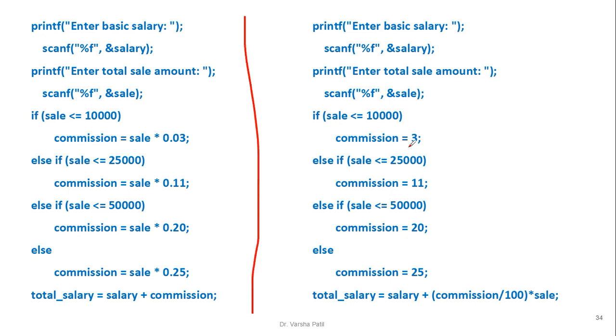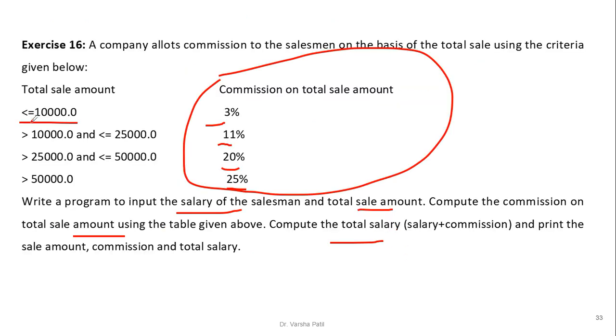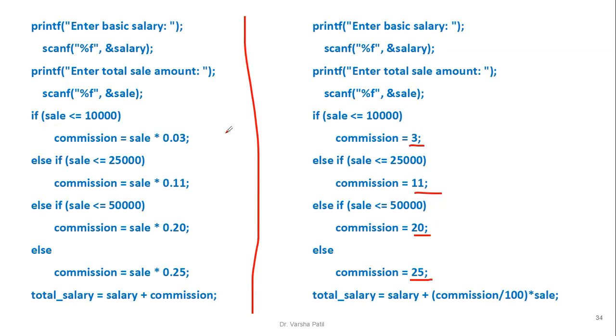Again there are two ways, either we can assign the commission 3, then commission 11, commission 20, 25 based on the condition. So how many conditions are there? 4 are there. So we can connect it with 3 if and last else, and total salary is equal to salary of that salesperson plus whatever the commission is on the sales price, that is commission by 100 into sale. Or we can calculate the commission as sale into 0.03, 0.11, 0.25 and directly add this commission value plus salary. So anyway we can perform the program.